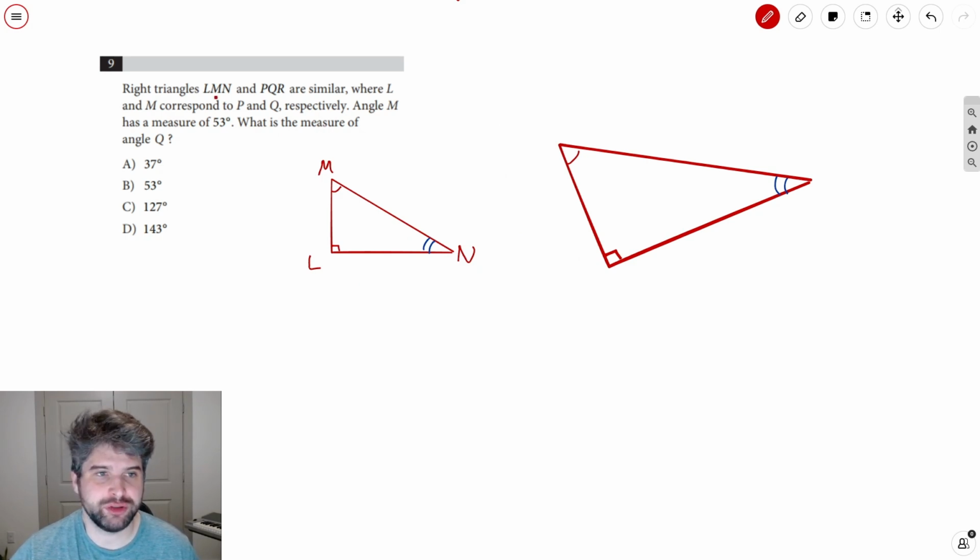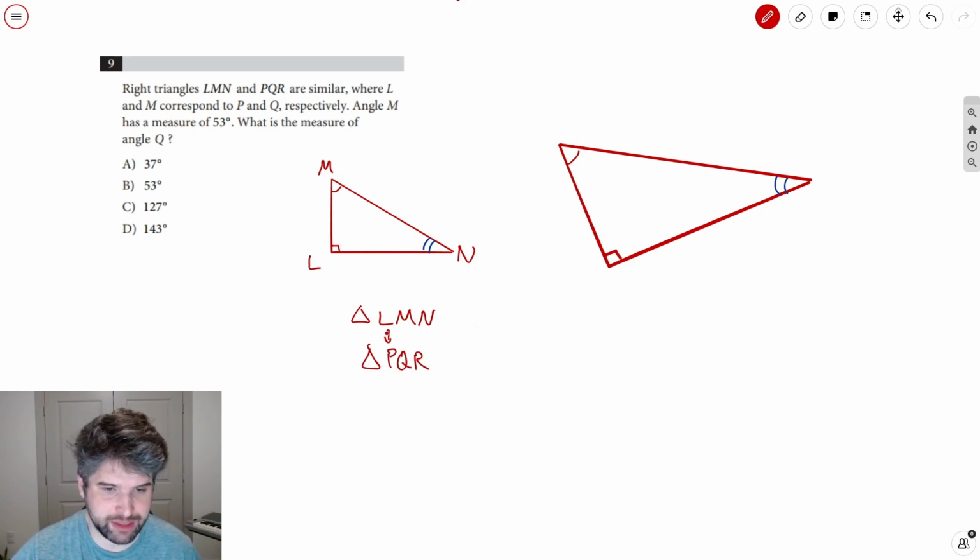But if these triangles are similar, triangle LMN is similar to triangle PQR, that means that they have a correspondence between their angles. So I'm going to move this one under this one to show the correspondence. L corresponds with P then, M corresponds with Q, and N corresponds with R. Just like that. And it confirms this in this sentence. L corresponds to P, and M corresponds to Q.